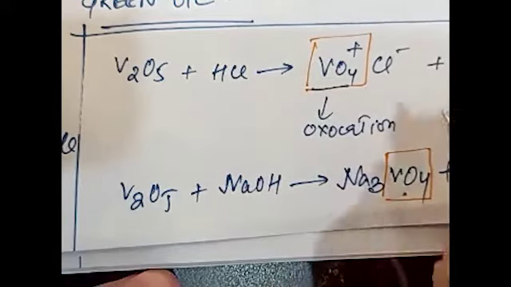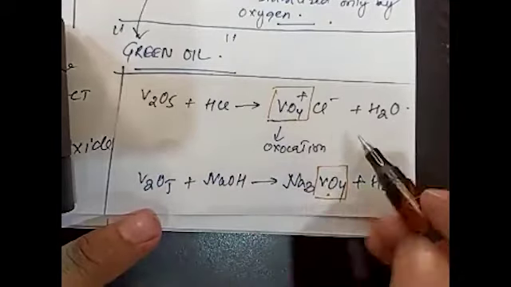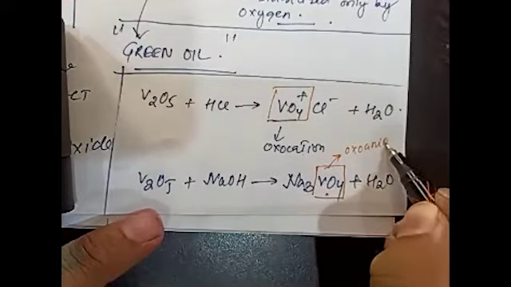So this is an anion, this is a cation. This is a cation, oxocation, but this is an oxoanion. Fine.